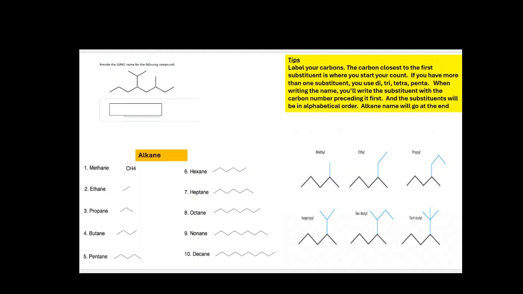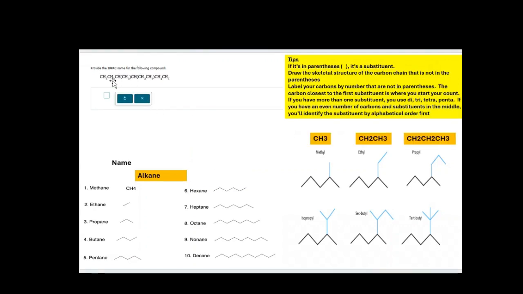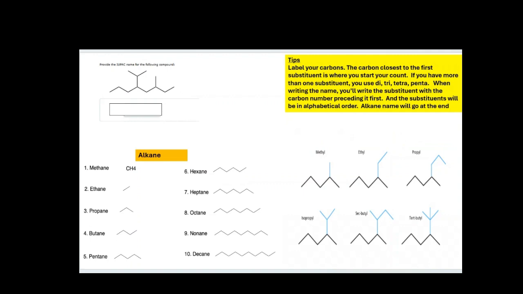Next up, I'm going to show you how to solve the ALEKS problem. Provide the IUPAC name for the following compound. So we're going to do two problems. One where we're going to do it for the skeletal structure, and then another, I'm just going to show you a different carbon chain where it's written differently. So we'll start first with the skeletal structure.